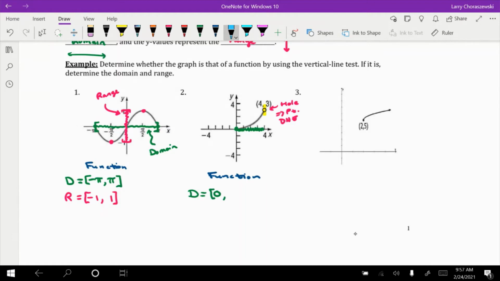So the consequence of all that is that we'd have to use a parenthesis on 4, and we'll use a bracket on 0. And so our domain would be bracket 0, 4, and then parenthesis on the 4. Go ahead and see if you can identify the range.